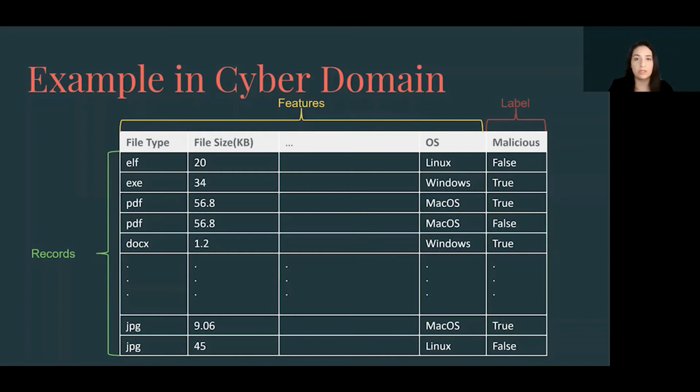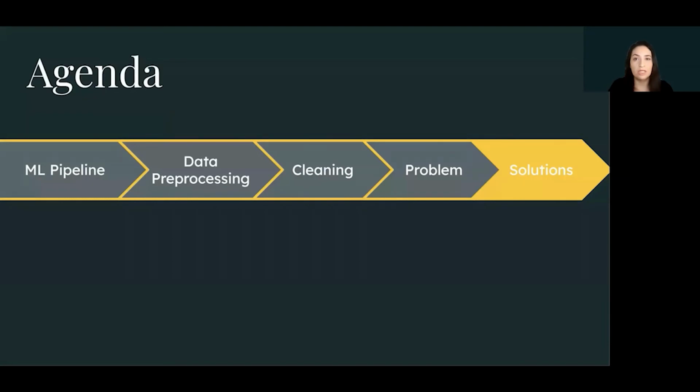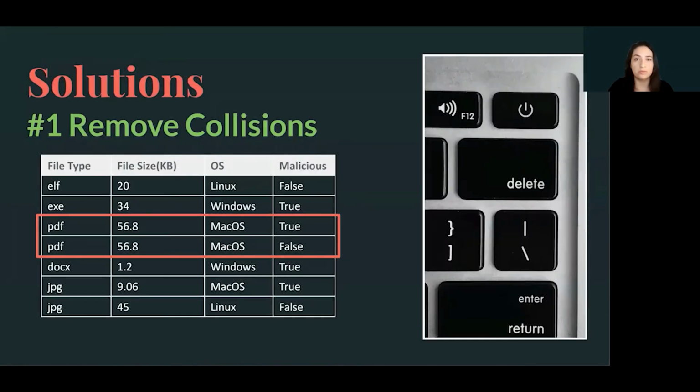Take a look at these records. They have the same features, but different labels. What we don't see here is that they came from different files, so they actually represent different files in the system. One of them is malicious, and the other one is benign. Now, let's see how we can tackle this problem.